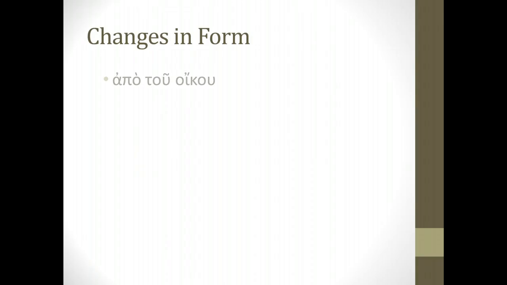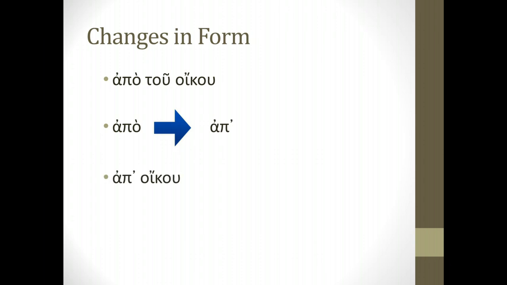Another one that does this is apo. Apo tou oikou means from the house. But like dia, when apo comes before a noun that begins with a vowel, then the omicron will fall off, and you will end up with ap oikou. Instead of apo oikou, it's simply ap oikou. That's what happens when you put these prepositions in front of nouns that begin with a vowel.